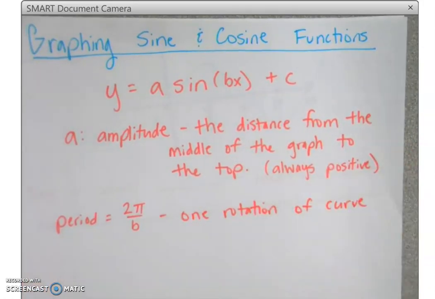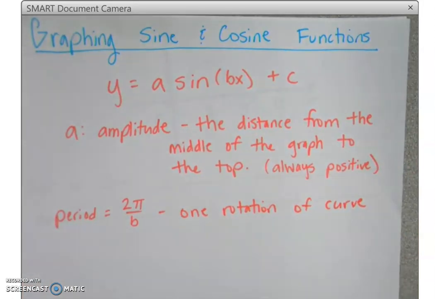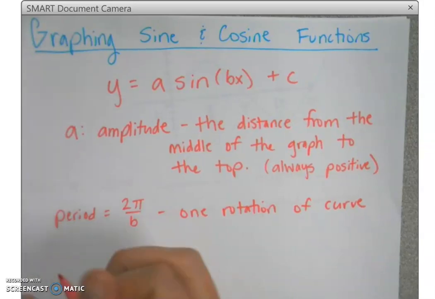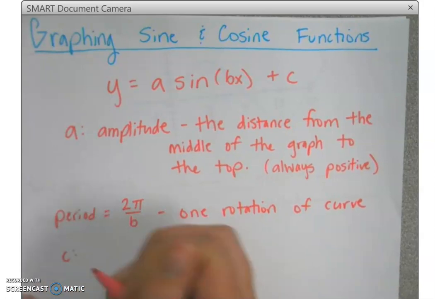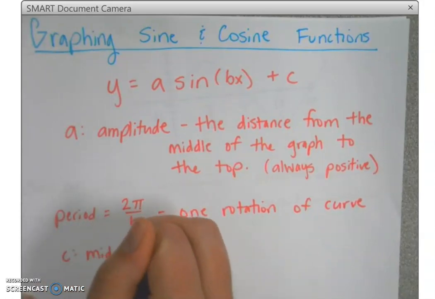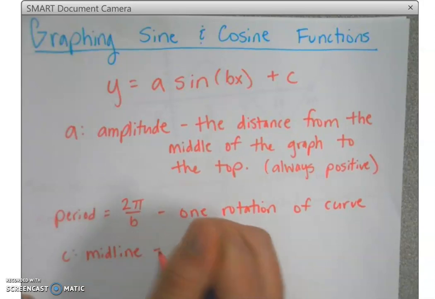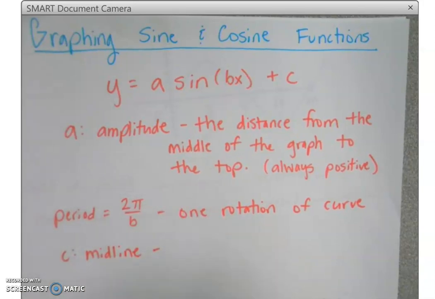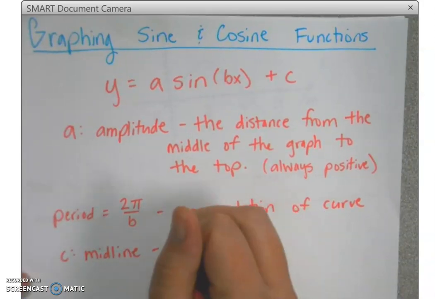So it's been a long time since we've talked about trig functions, but remember, trig functions are just functions that go up and down forever. They're always the same height, always go to the same top and bottom, and it's going to change how quickly it goes up and down. And then the last thing is C, and C is your midline. And this is the middle of the graph.